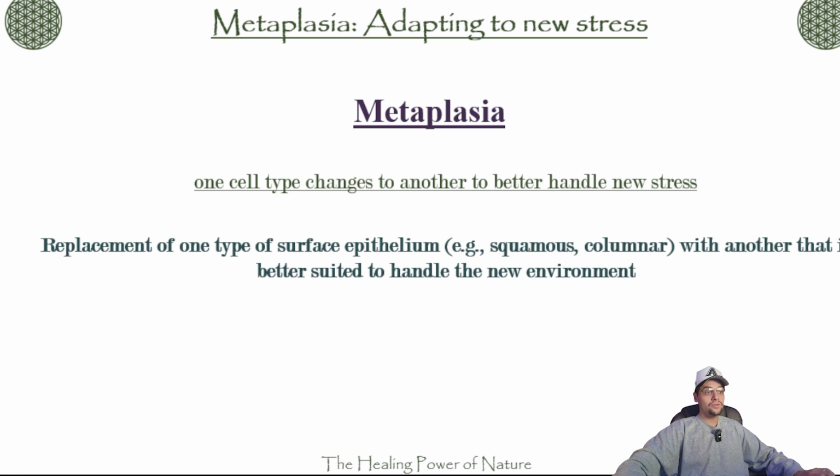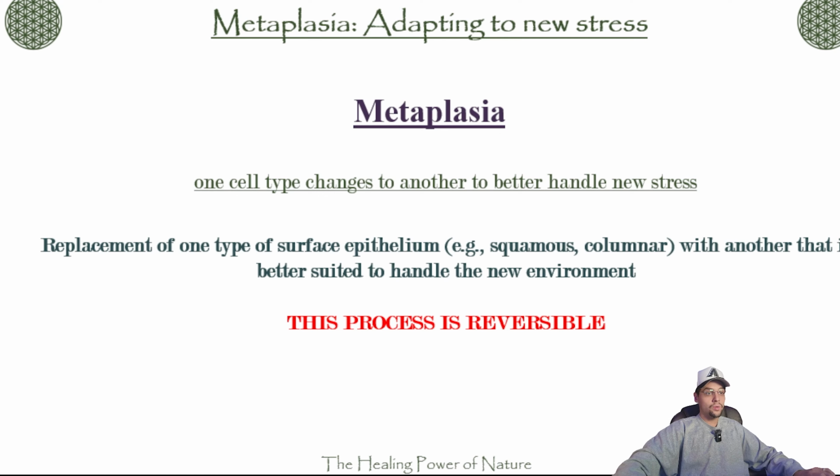So moving forward, the definition of metaplasia is replacement of one type of surface epithelium, like squamous or columnar, with another that is better suited to handle the new environment. Remember, the epithelium surrounds the cavities of the body, like your blood vessels, your throat, your GI. The reprogramming of stem cells at the basal layer leads to the production of the new cell type. Importantly, this process is reversible, okay? Metaplasia is reversible if the stressor is removed.